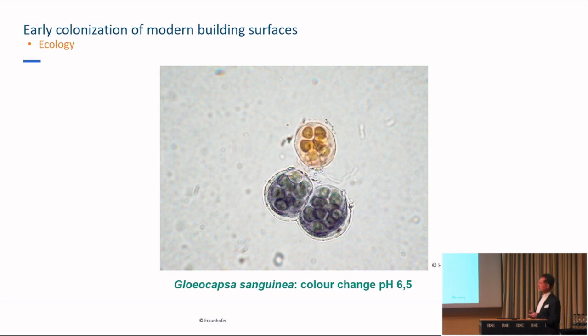Another feature of this alga here, Gloeocapsa sanguinea, which is a blue-green alga, it has usually a reddish color in its slime sheath of the cells, but this is also a pH indicator because it changes its color at pH 6.5, and this is the original probe from a surface. So at this border, the pH should be 6.5, and here it should be higher, and here it's lower.